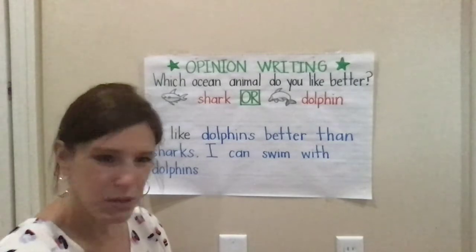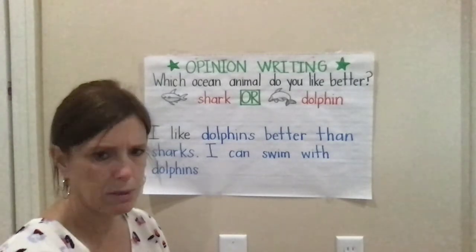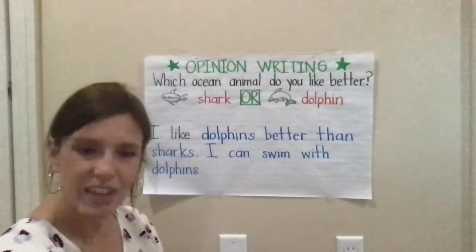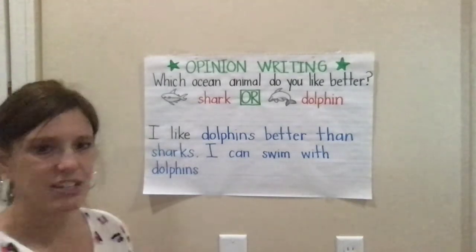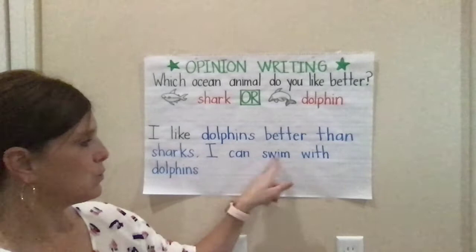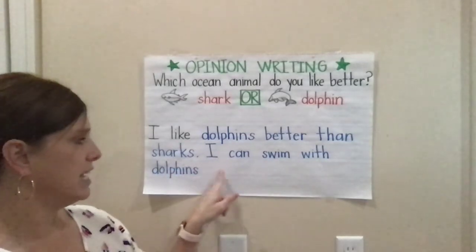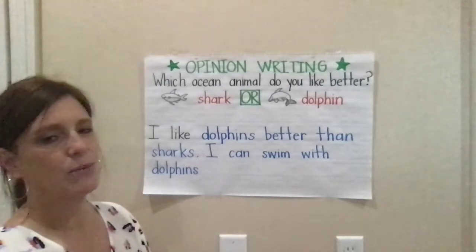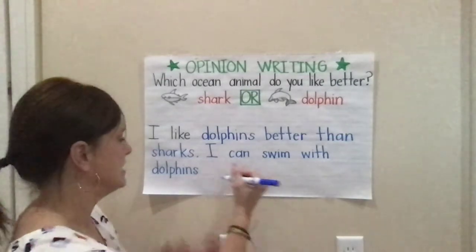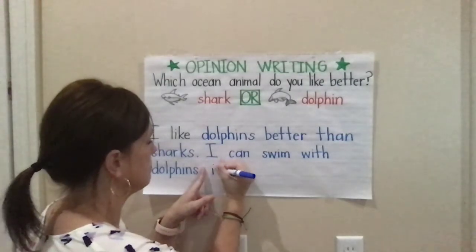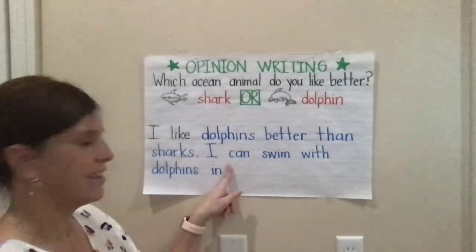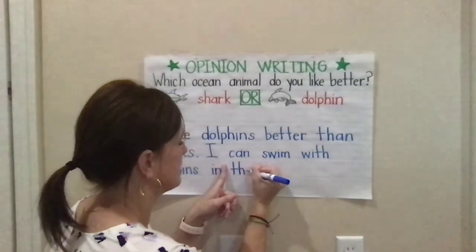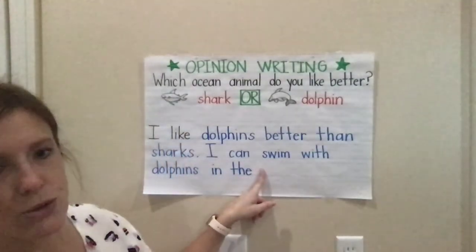Now, where can I swim with dolphins again? In the swimming pool? No. Where can I swim? In the ocean, that's right. So let's finish our sentence out. I can swim with dolphins in the ocean. Are you ready? In is an easy word. I-N, that's right. Skip my space, finger space apart. In the, very good, sight word. Now, ocean.